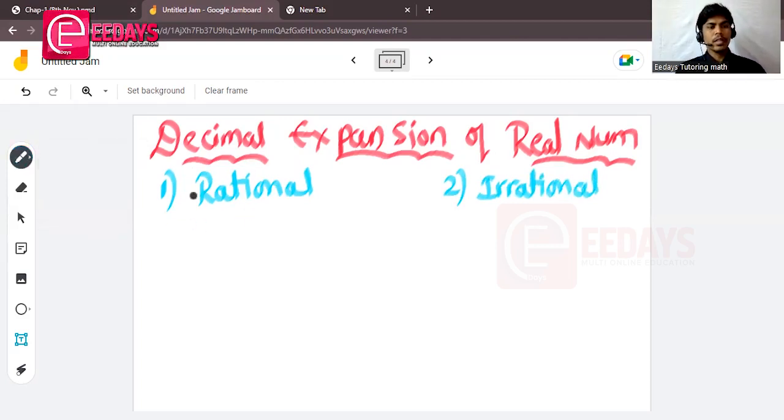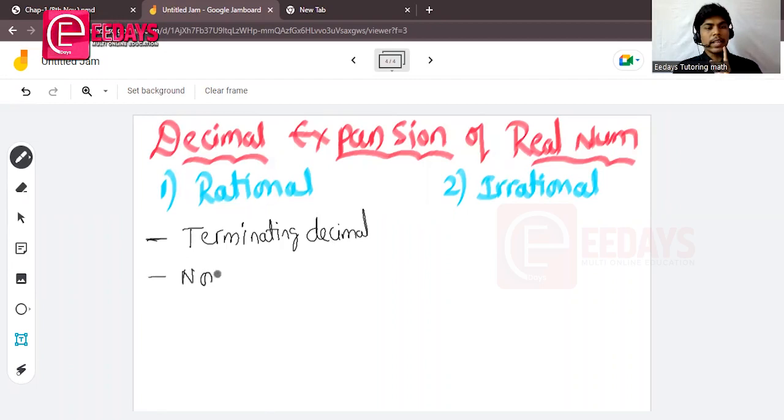Now observe carefully. A rational number has 2 conditions. The first one is terminating decimal, and the second one is non-terminating recurring. First I will write the examples, then the decimal.